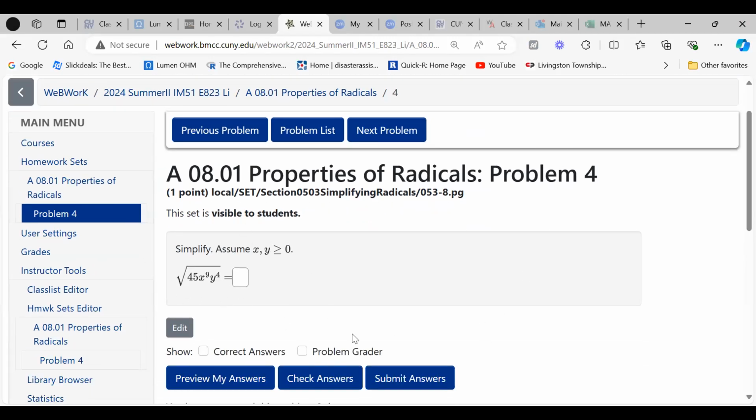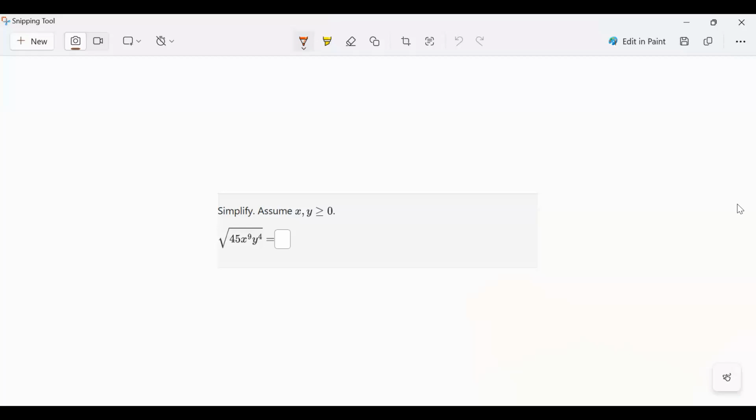Let's try this, right? 3 terms. Try this really quickly.